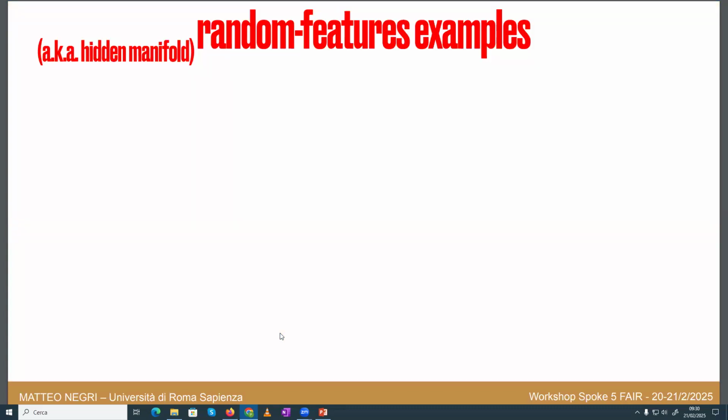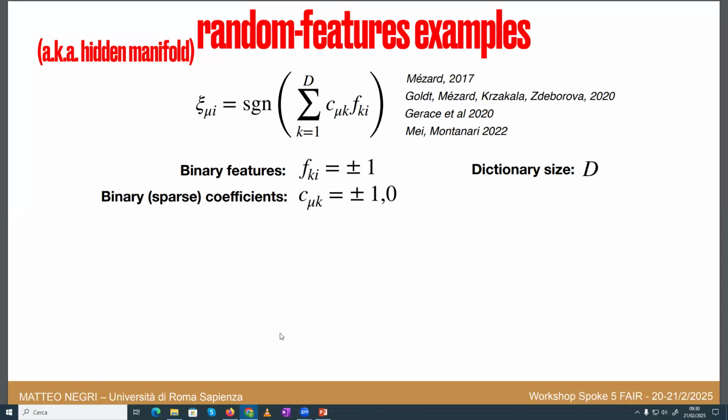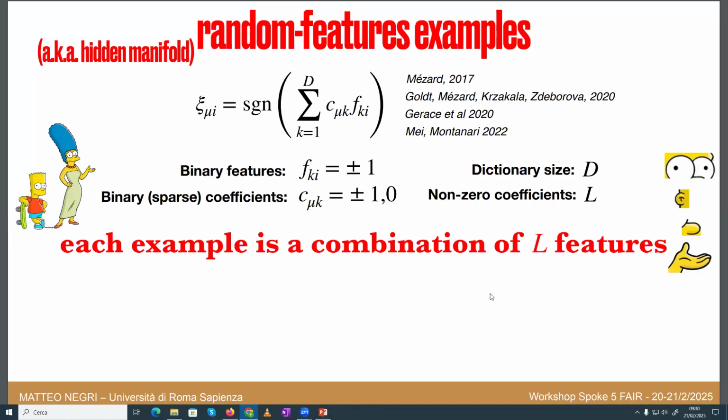So let me introduce the most important piece, which is the new kind of data. Before, the examples were just random noise, and now we choose this specific structure. We have binary features. Since we have binary variables, we want something that we can retrieve. So we define these f's as vectors of plus and minus. We have a dictionary of size D, so we have D of these features from which we can sample. And then we have binary sparse coefficients, and the number of non-zero coefficients is L, which is a complicated way of saying that each example is a combination of L features. This is the only important thing, I think. Okay. So the idea is we learn from images, and these images are made of elementary features.